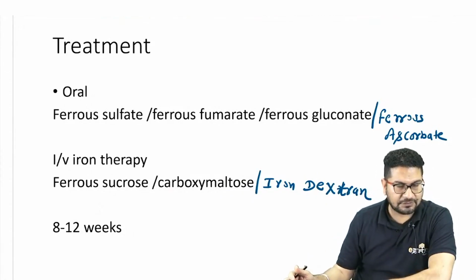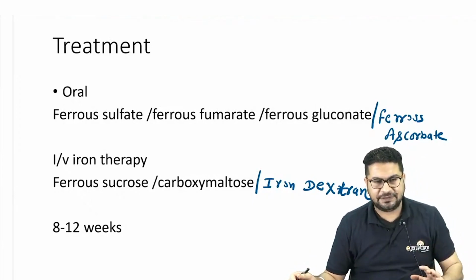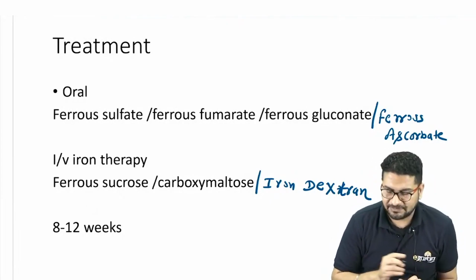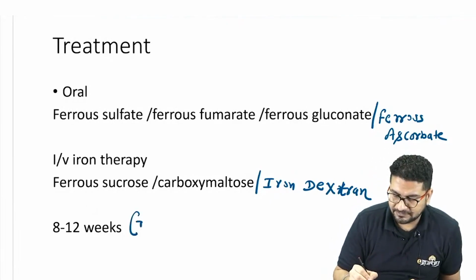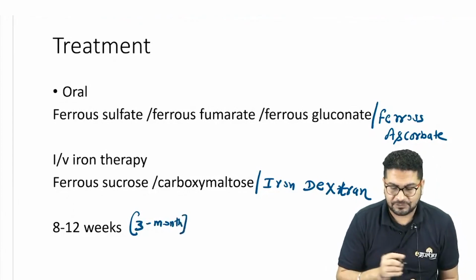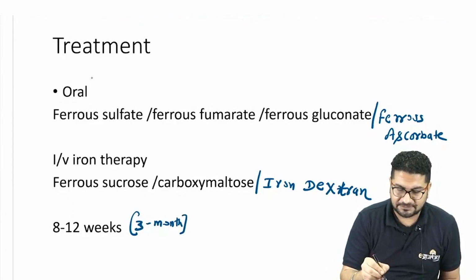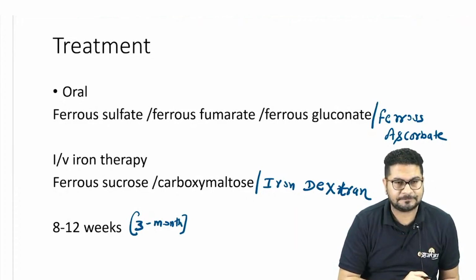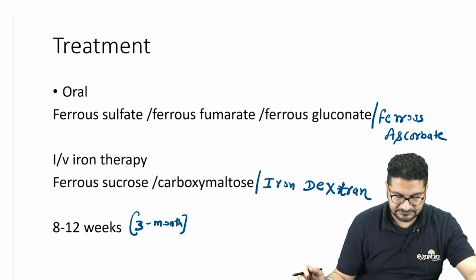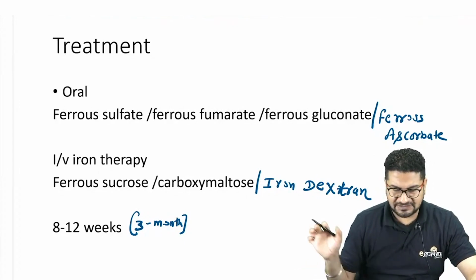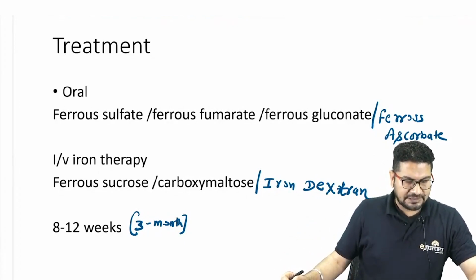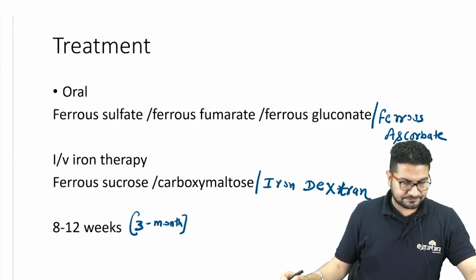Right? So understand this. It will take about 8 to 12 weeks, which means about 3 months. It's a deficiency. It will not be treated in one day. So with oral supplementation, it will take a minimum of 3 months. Am I clear? It will take minimum 3 months. Is it clear? So this is about your iron deficiency anemia. Any doubt you have, you can ask.